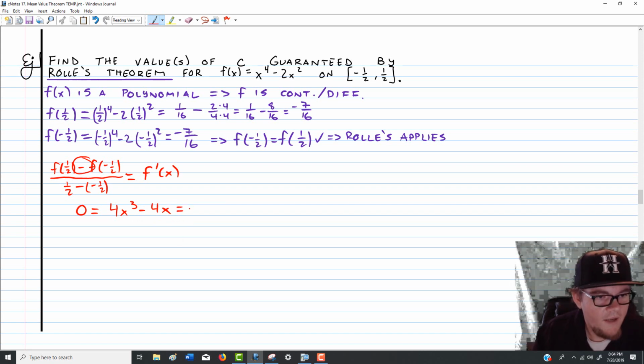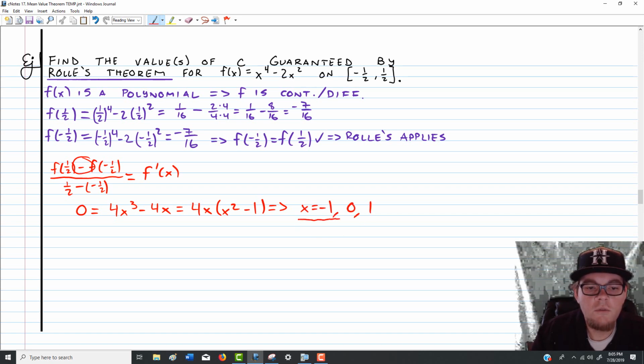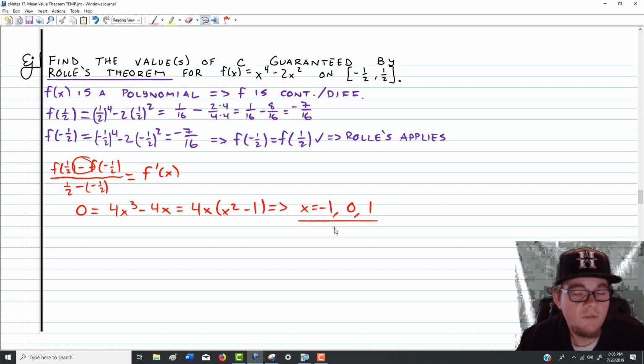So all that's left is for us to solve this equation. We can factor out a GCF of 4x. That'll leave me with x squared minus 1. From there, if we set that equal to 0 or factor it further, no matter what we get, we're going to get that x is equal to negative 1, 0, and 1. So there are 3 such places where we're going to have a slope of 0, and therefore a candidate to become a relative maximum or minimum.